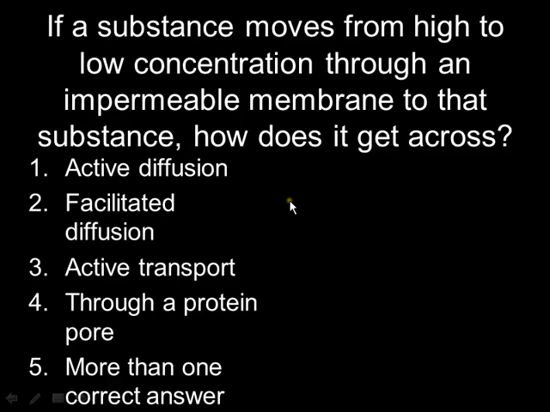All right. A substance moves from high to low concentration through a membrane that is impermeable to that substance. How would it get across? If it's an impermeable membrane, what does it have to help it across? It has to have a transporter. So would it be just simple diffusion? Nope. If it's moving from high to low, would it be a form of diffusion, or would it be an active diffusion?